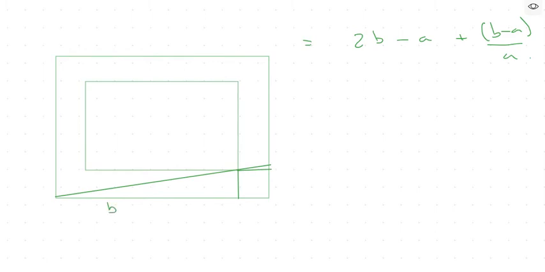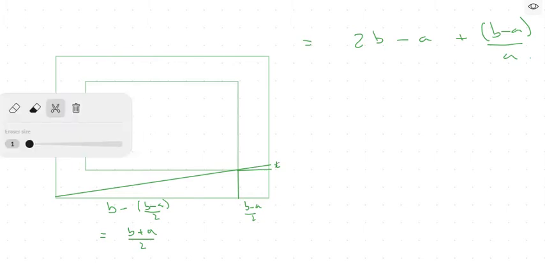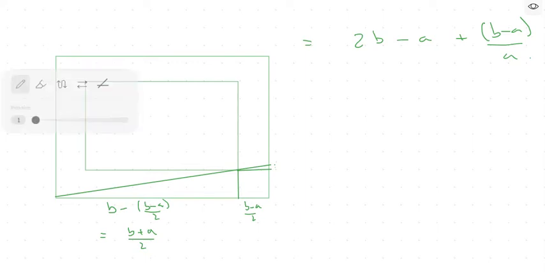Say this one here is (B minus A) over 2, which is equal to (B plus A) all over 2, (B minus A) all over 2, and X. Yeah, X, because we don't know what this one is. Let's not call it X, because we just had an X. Let's call this Y.